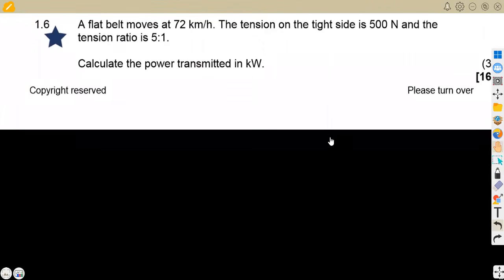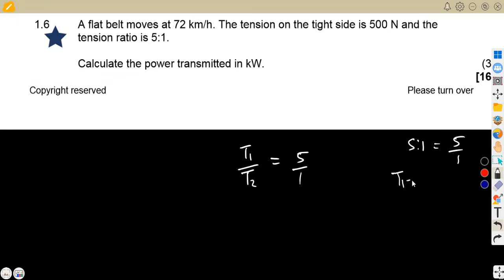Let's check back question 1.6. We are given that a flat belt moves at 72 kilometers per hour. Take note, that is the velocity. The tension on the tight side is 500, and the tension ratio. Take note, we are given the tension ratio there, where we know that T1 over T2 represents the tension ratio. That is 5:1, which means 5/1. So what are we given in this case? We are given that the tension on the tight side is 500, which means we are given T1, which is 500 Newton. And the velocity also, which is 72 kilometers per hour.